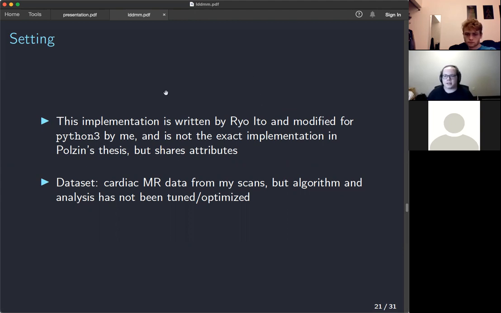So this is LDDMM registration, although it's using cardiac MR data that I have. And it's not from this thesis. It's sort of a different implementation, but the idea is similar, where it's sort of a multi-scale approach. You sort of solve it at a lower resolution, then bump it up, because higher resolution computations are more costly than lower resolution.